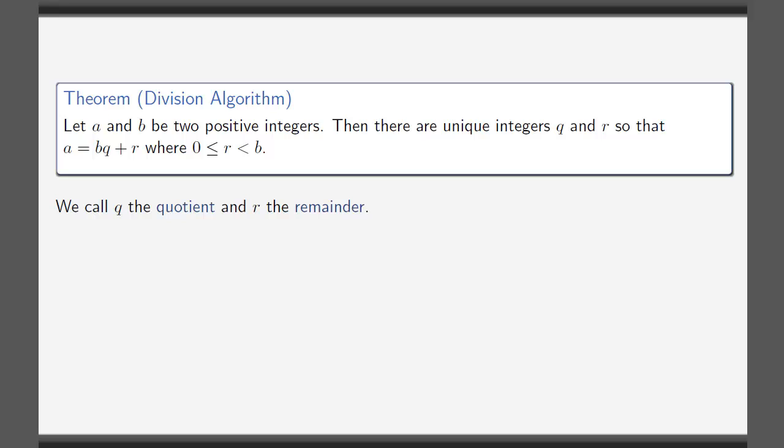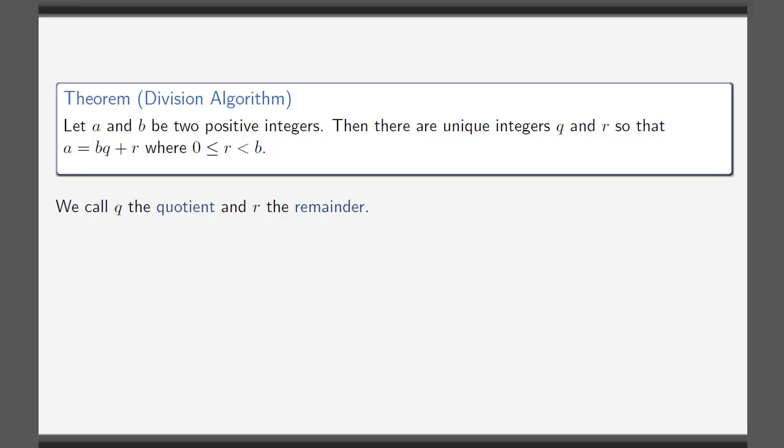So the formal statement of the division algorithm. Some textbooks just call it the division theorem, because the algorithm is not actually part of the statement of the theorem. But we start with two positive integers a and b. Then there will be unique integers q and r, so that a is equal to bq plus r, where that r value is greater than or equal to 0, but less than b.